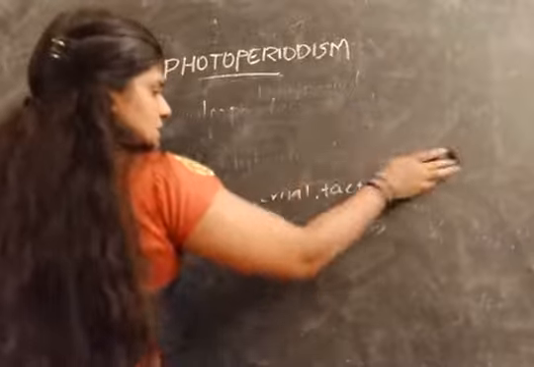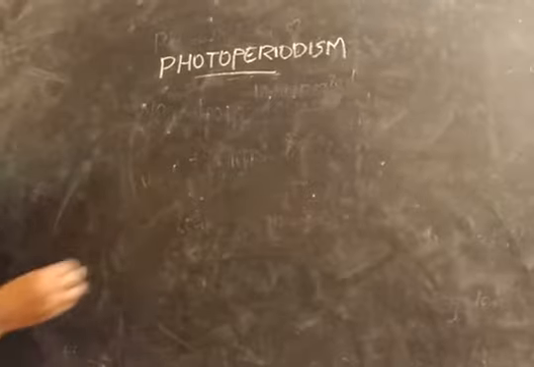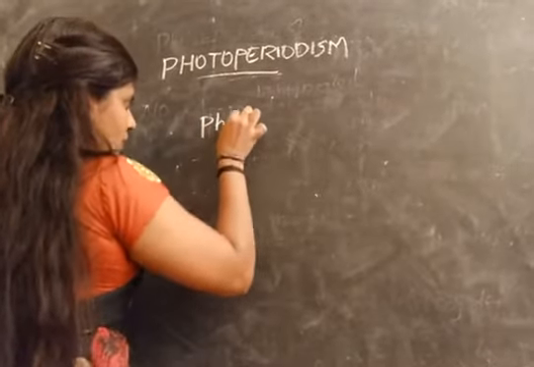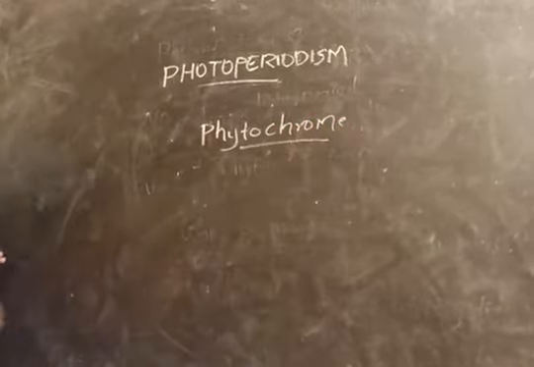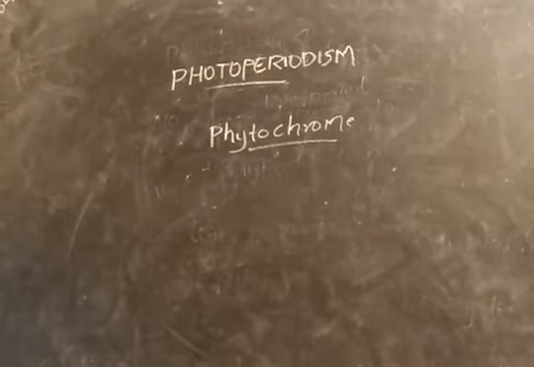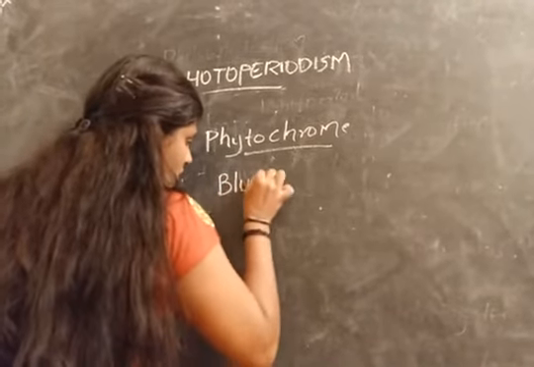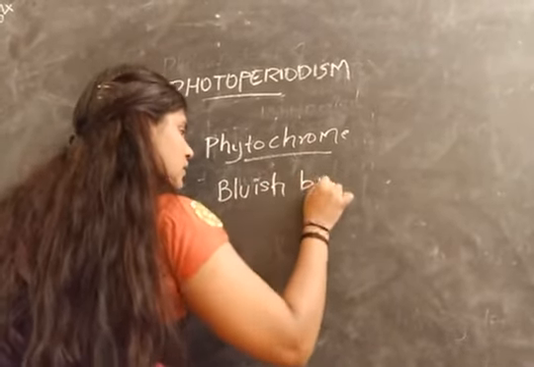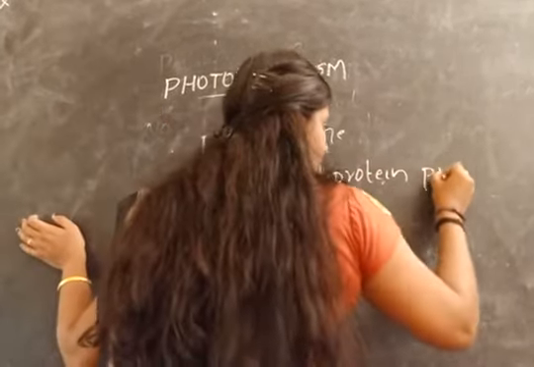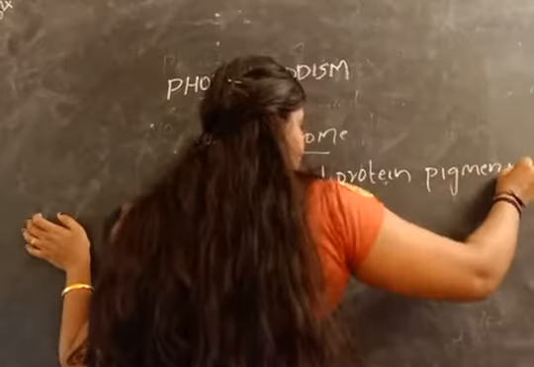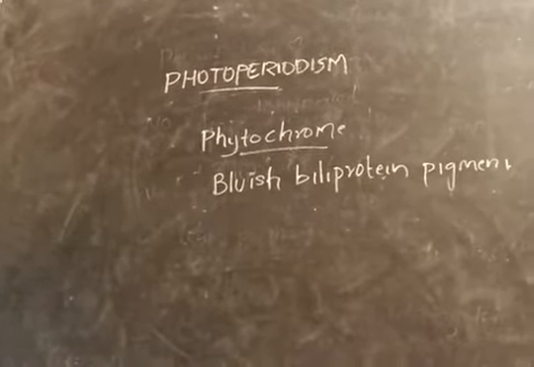Now we can discuss what is phytochrome. Phytochrome is a bluish-green protein pigment, and it is responsible for the perception of light in photophysiological processes.